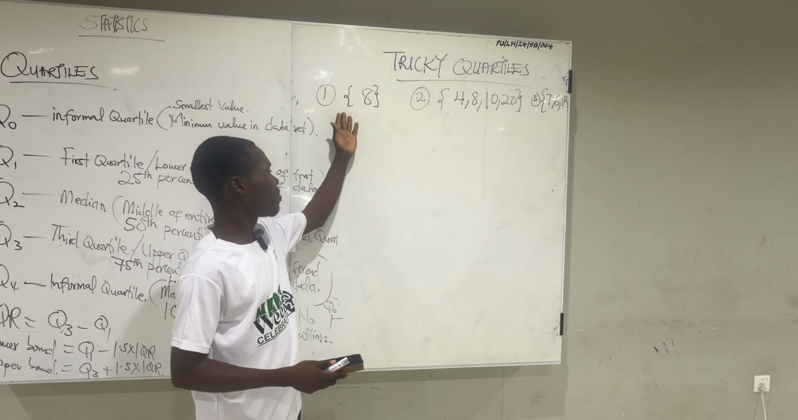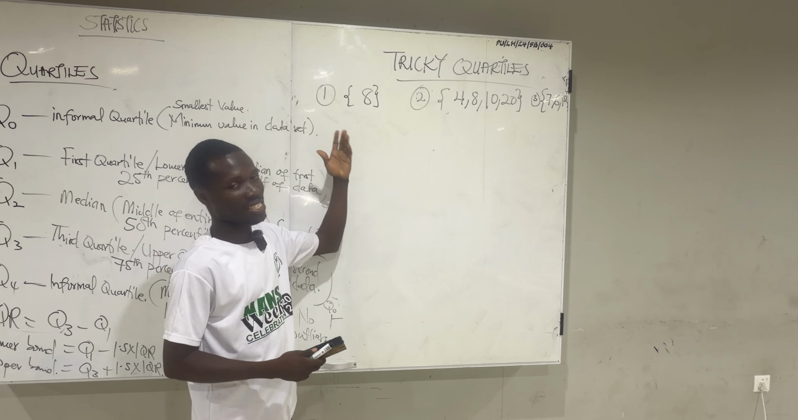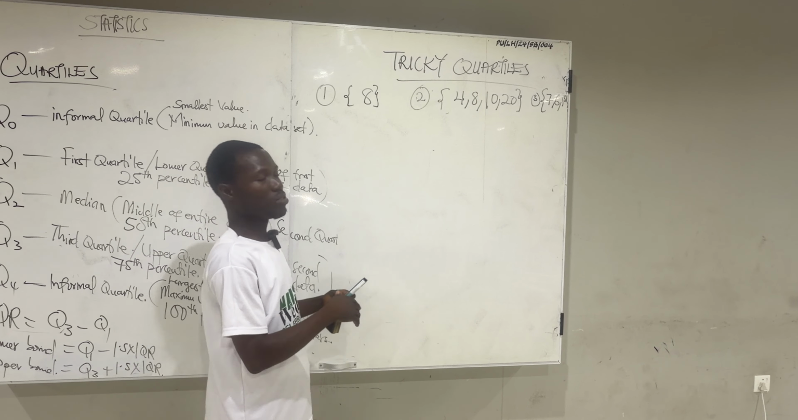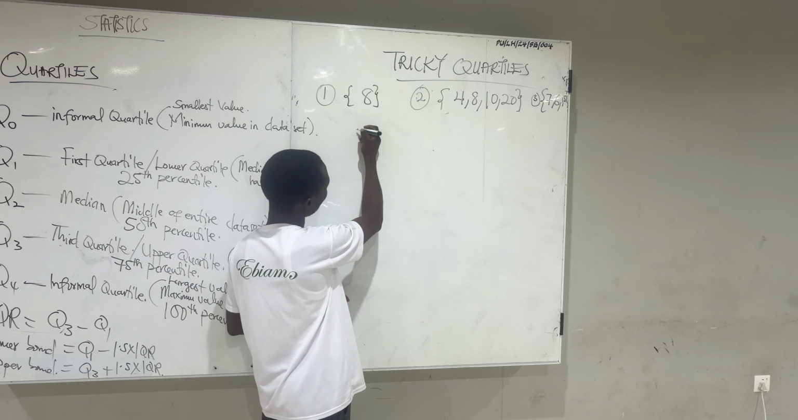We are going to look at the first one, that is the 8. We are given a data set and it's a single data. You are being asked to calculate the quartiles. So you know quartile. The first one is what?